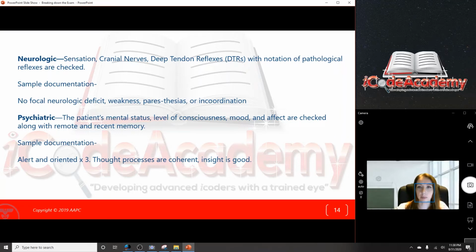Psychiatric for the exam is very similar to what we talked about in the review of systems in the last video. Assessing the patient's mental status as well as their overall mood and affect. Very common for you to see alert and oriented x3, or sometimes abbreviated as A&O x3, or letting us know that the patient is coherent and has good or appropriate insight.